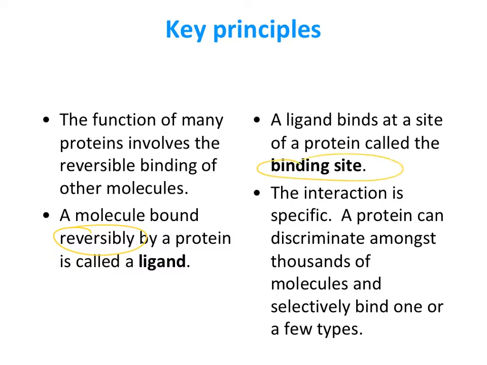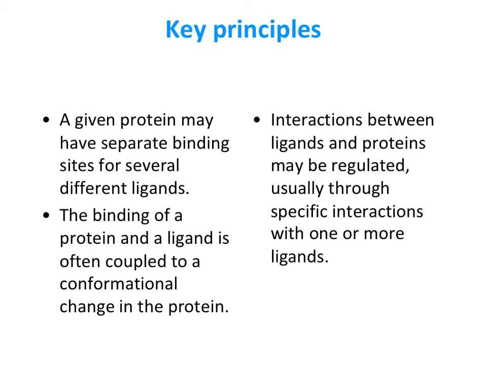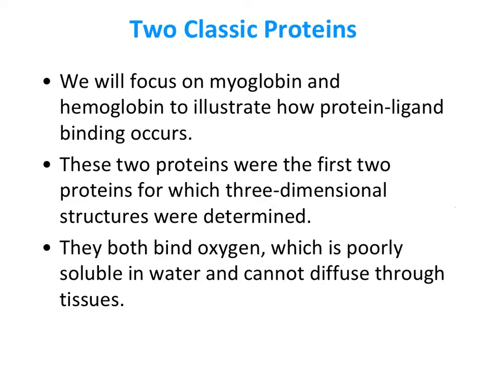That's pretty straightforward. And finally, the interaction is specific, meaning a protein can discriminate amongst thousands of molecules and selectively bind one or just a few. Now, any given protein may have separate binding sites for several different ligands. And the binding of a protein and a ligand is often coupled to a conformational change in the protein. Interactions between ligands and proteins may be regulated, usually through specific interactions with one or more ligands.